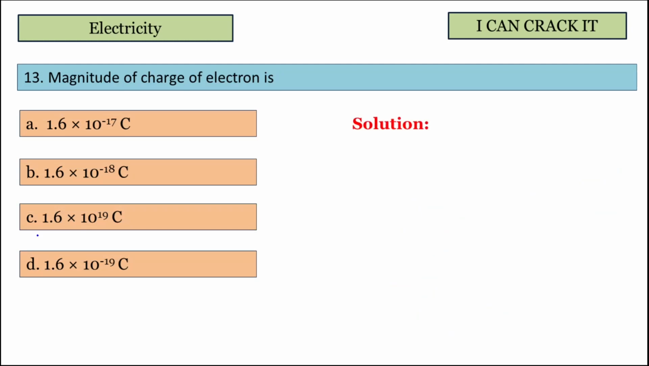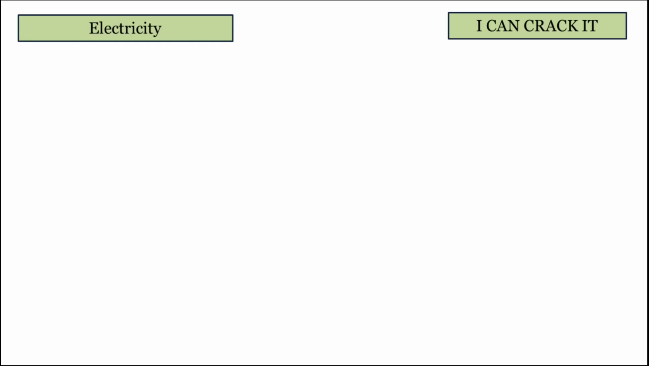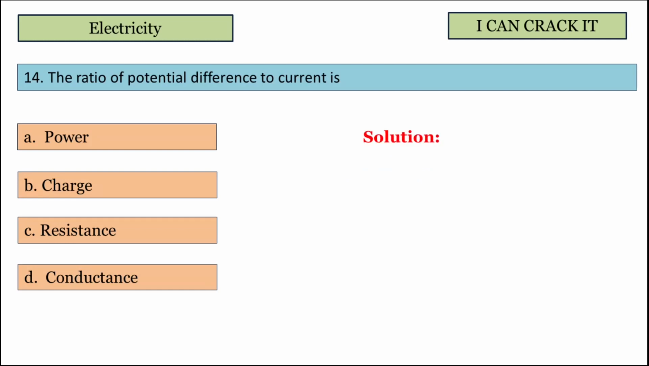The magnitude of charge of electron. Just now I told, what is the charge of electron? e is given by 1.6 into 10 raised to minus 19 coulomb. So which option? Option D. See, look at the difference between option C and D. C is 10 raised to plus 19, but D is 10 raised to minus 19. Electron charge is 10 raised to minus 19. So which option? Option D. Now let's see the next one.